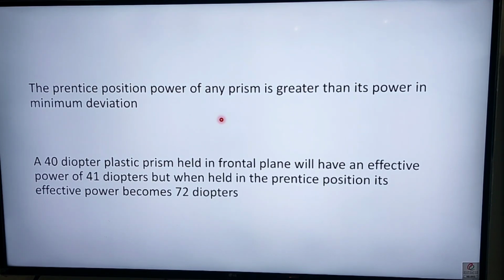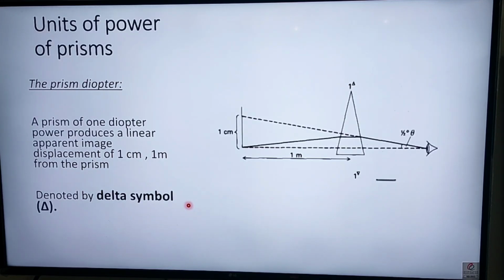So if a prism is placed in the Prentice position, its power would be more as compared to that in the minimum angle of deviation or the minimum deviation position. For example, if you have a 40 diopter prism and you hold it in the frontal plane, which is your angle of minimum deviation, the power would be 41. But if it's held in the Prentice position, its power would be 72 diopters.